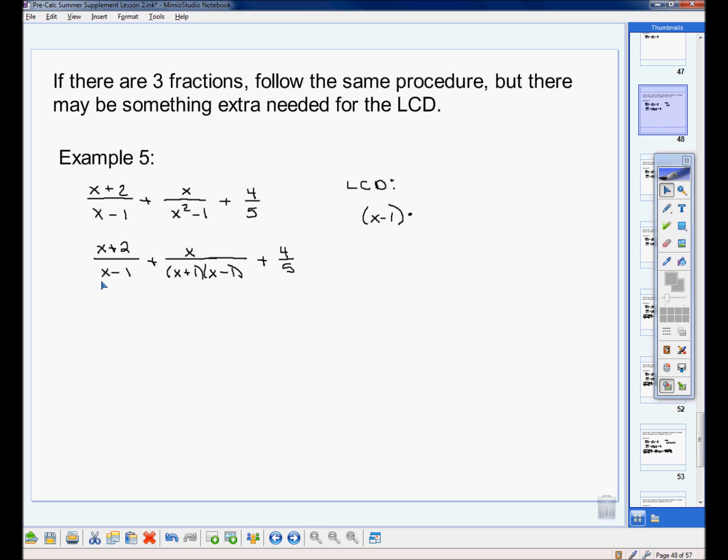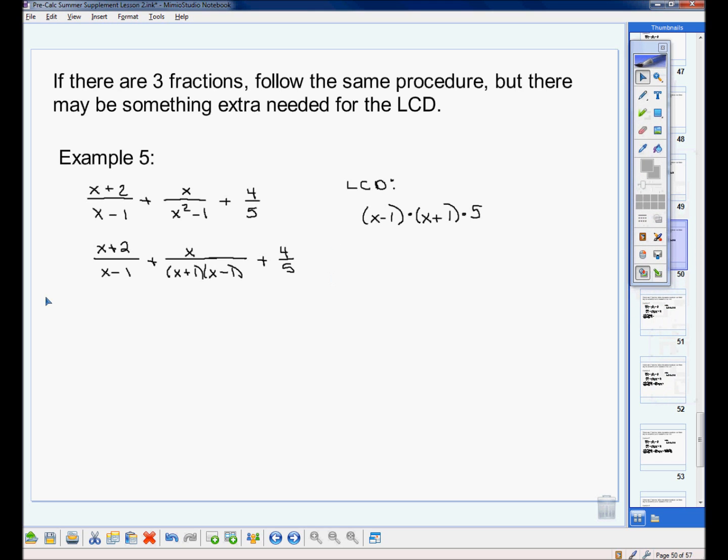X minus 1 is the piece that we get from our first fraction, but we need to multiply it times anything the second one has that's not already accounted for. X minus 1, alright, already got that, but we need an x plus 1. So we need to make sure we grab an x plus 1 for our least common denominator. Then we check our third fraction, and we find that this one has a 5 that neither one of these two have. So we need to make sure that we grab a 5 for our least common denominator.